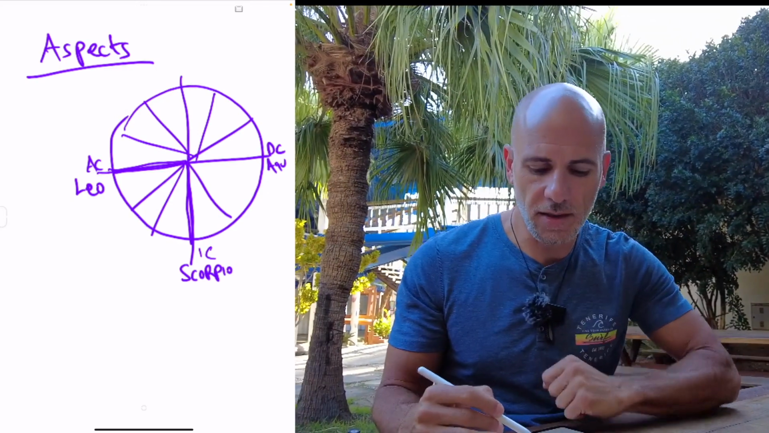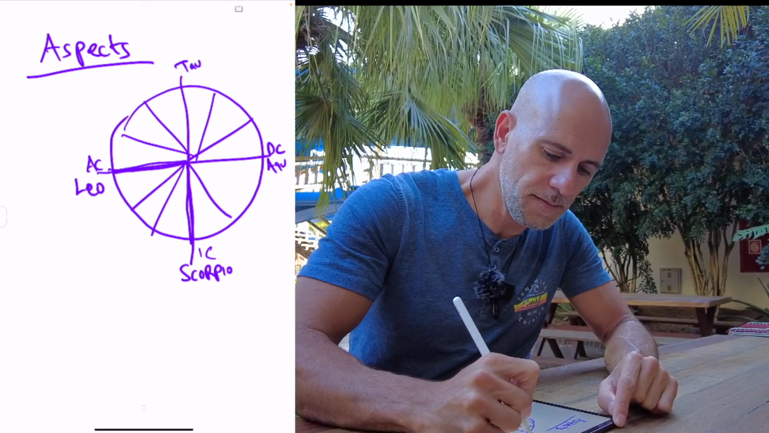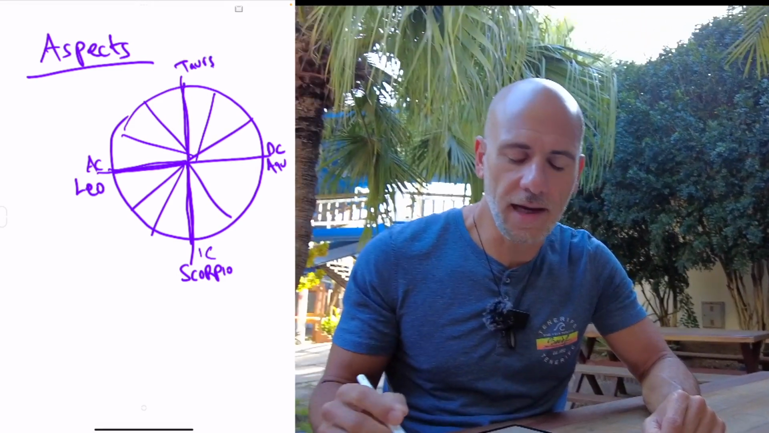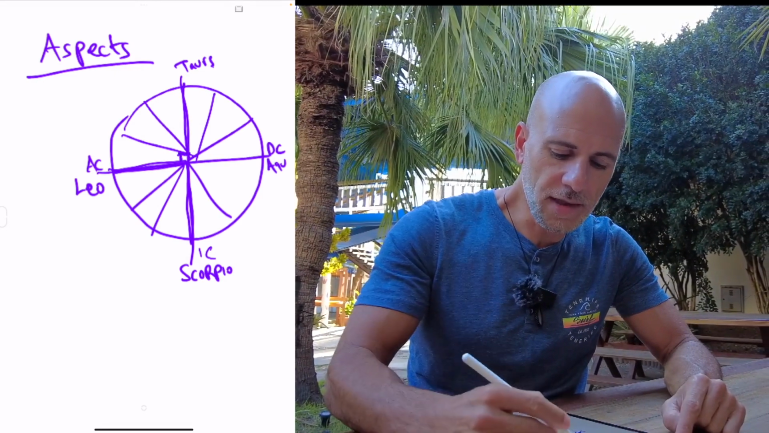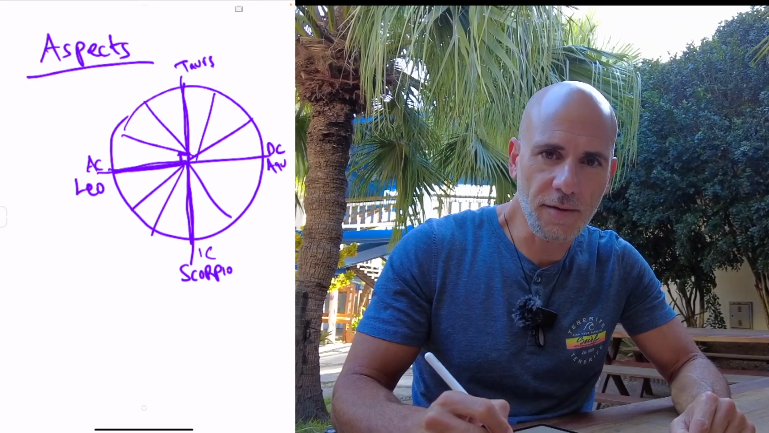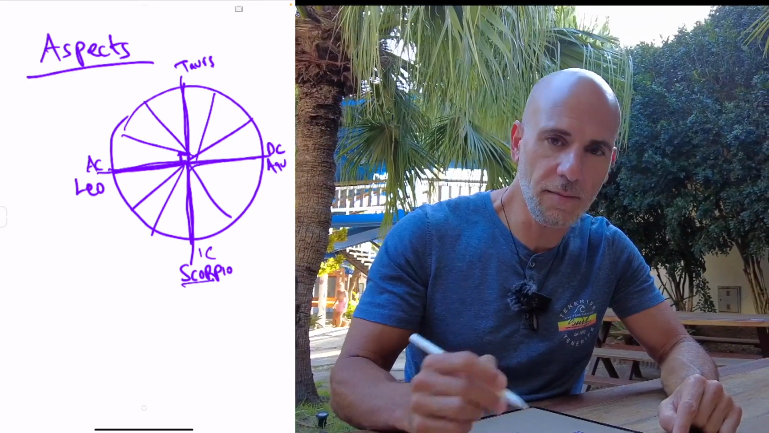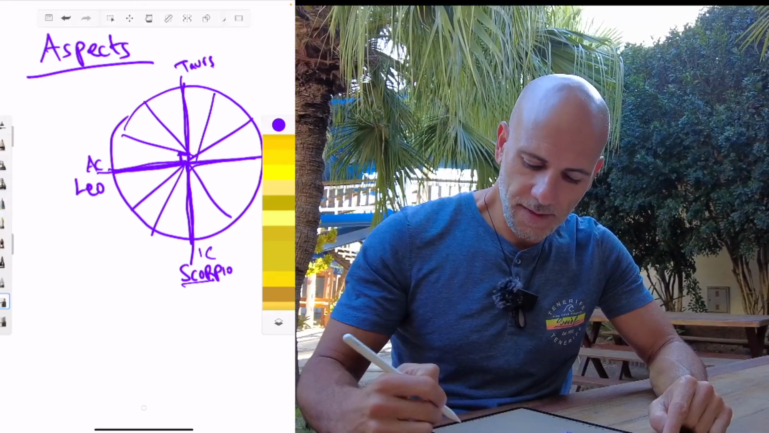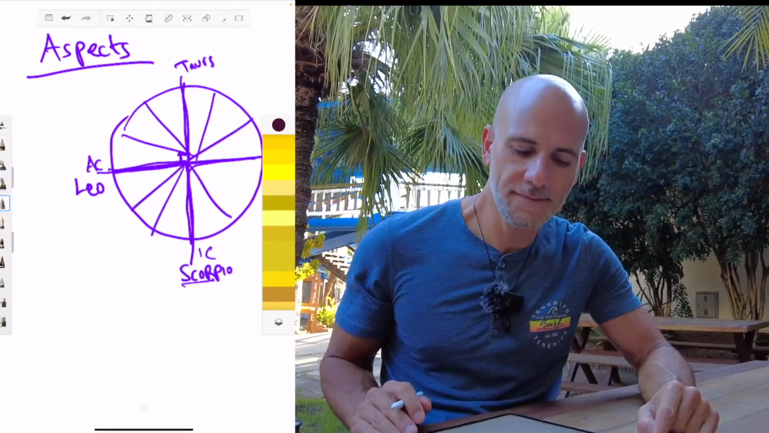What's the opposite of Scorpio? Taurus. So also Taurus and Leo are at a 90 degrees angle. And also Taurus is at a 90 degrees angle from Aquarius, and Scorpio is at a 90 degrees angle from Aquarius. Well, let's put here some planets.